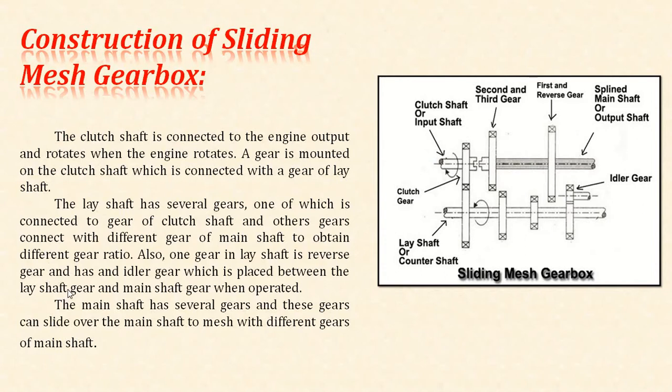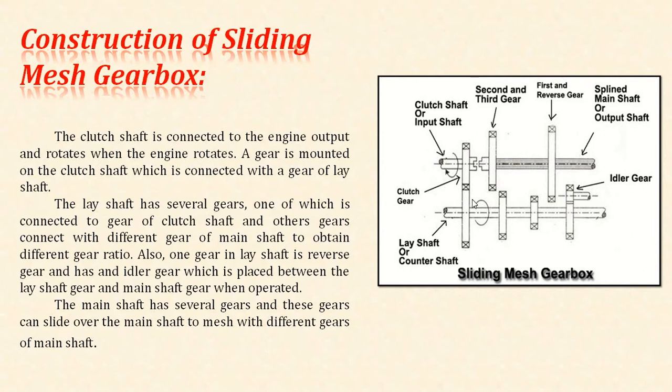The lay shaft has several gears, one of which is connected to the gear of the clutch shaft and the other gears are connected with different gears of the main shaft to obtain the different gear ratios. Also, one gear on the lay shaft is a reverse gear and has an idler gear placed between the lay shaft gear and the main shaft gear, which when operated varies the direction of rotation, as shown in this figure.